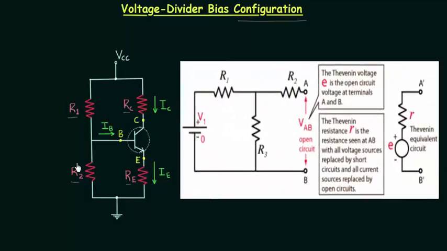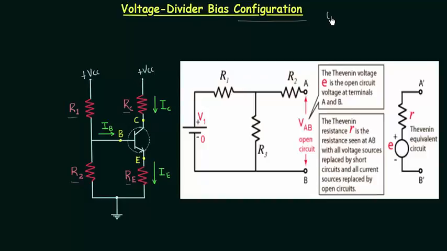In this circuit, potential at this point is equal to VCC and potential at this point is also equal to VCC. So we can modify this circuit, in which potential at this point is equal to VCC, or we can say plus VCC, and potential at this point is also equal to plus VCC.